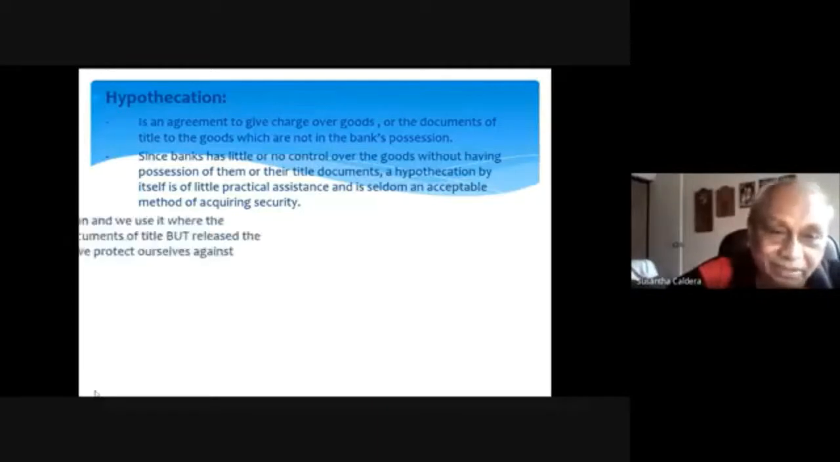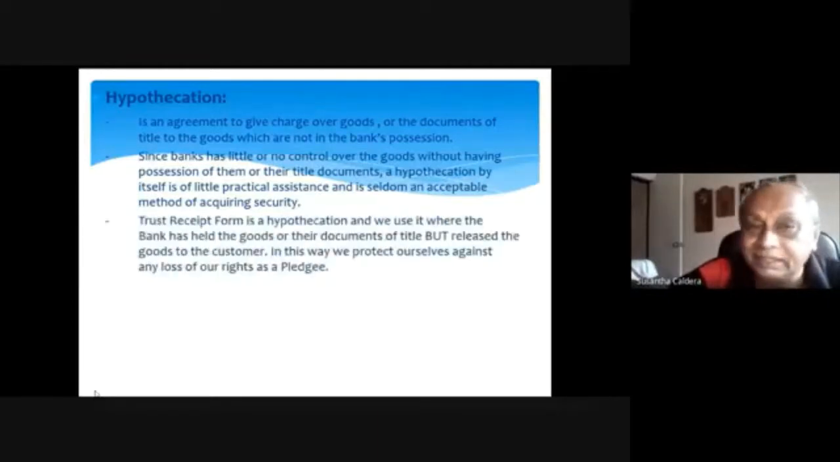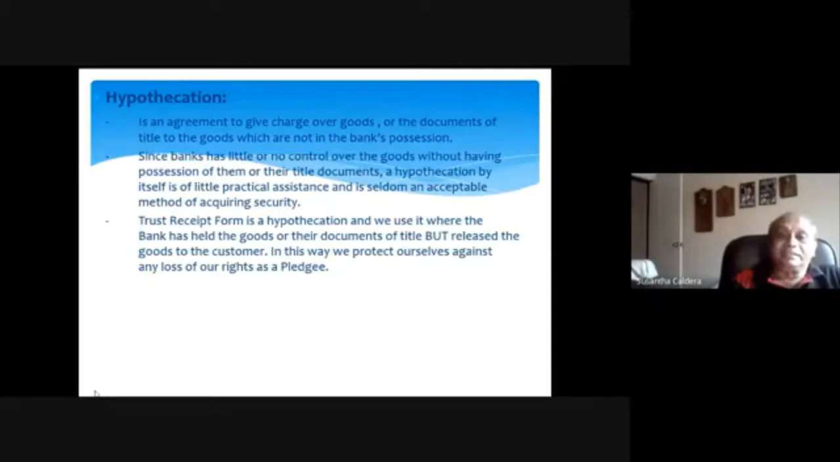I think again those people can manipulate, right? Trust receipt form is a hypothecation, and we use it where the bank has held the goods or their documents of title, but releases the goods to the customer. In this way, we protect ourselves against any loss of our right as a pledgee. Then trust receipt is a hypothecation.